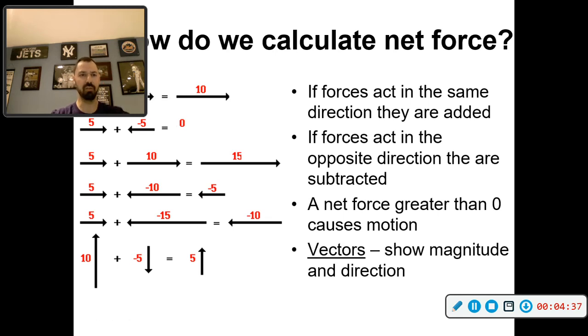These are what we call vectors. We use vectors to describe the movement of the object. We can do this in 3 dimensions, but we're not going to do that at this level. That's more of a high school or college thing that you guys will be doing in the future.